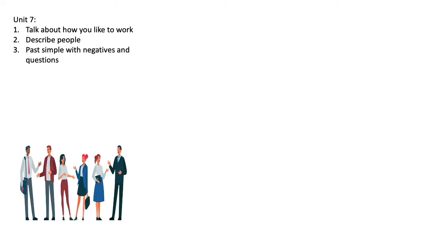For grammar, we did past simple with negatives and questions. So for example, I didn't like my colleague. There's a negative. And a question, did he leave the company, for example? Okay. And it's a little different with the verb to be. So for example, my friend wasn't good at his job, so he got fired. Or was Dan good at his job? No, he wasn't. All right.